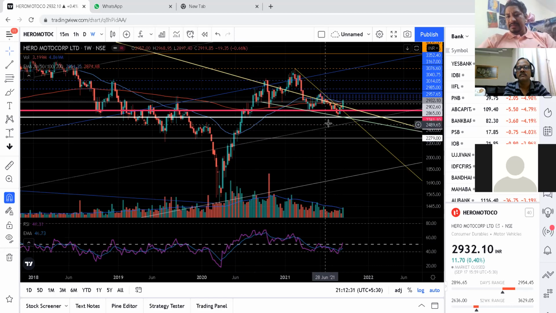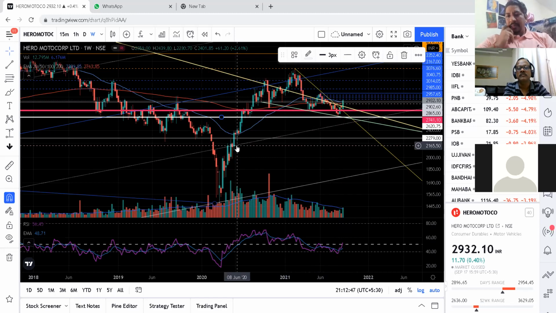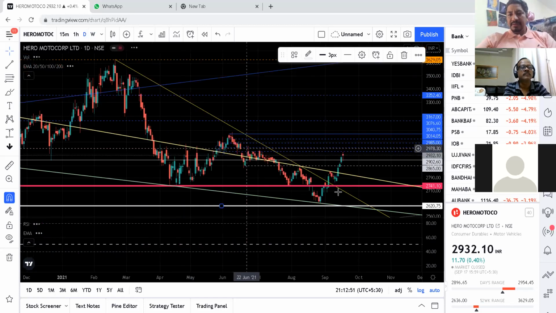But is it clear that this white line should be my final stop loss based on these candles here? Okay, that it can hit and go. So now when the price was under correction, you have to go and check the reversal setup. Now let's go to the daily chart and see what is happening.